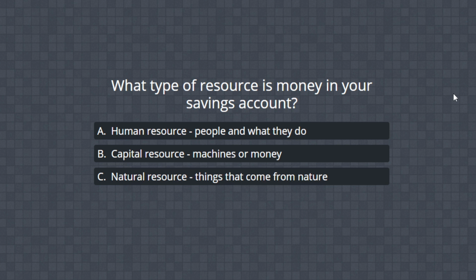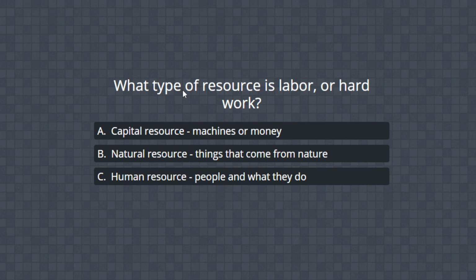Next, what type of resource is money in your savings account? Well, we know that capital resources are money and machines. So this is saying money in your savings account. Something to do with money would be capital resources.